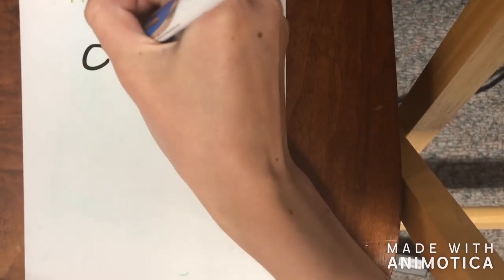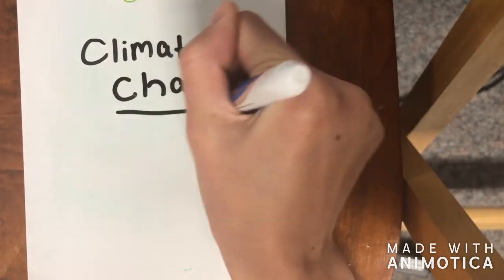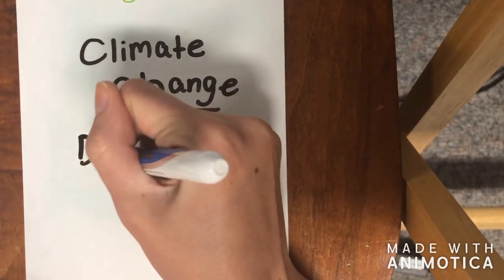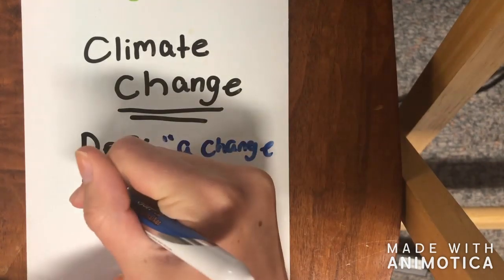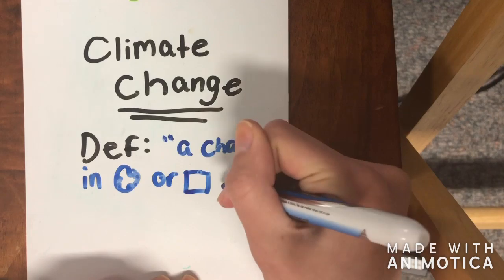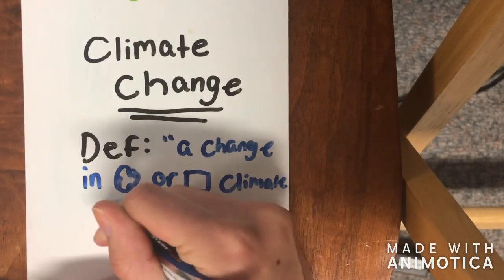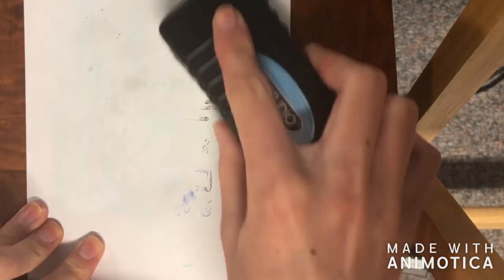This project is on human actions and how they cause climate change in Norway. Climate change, which is a product of human actions, has a large impact on the country of Norway in many ways. The definition of climate change is a change in global or regional climate patterns.